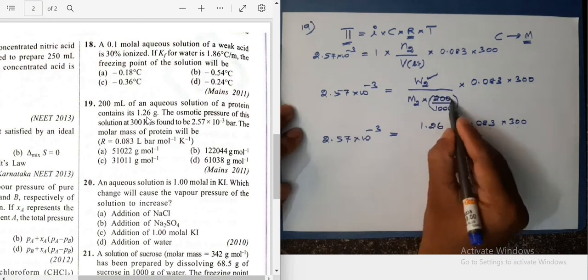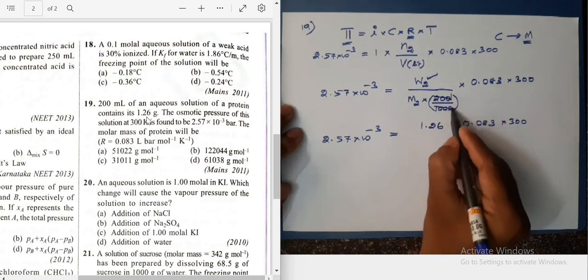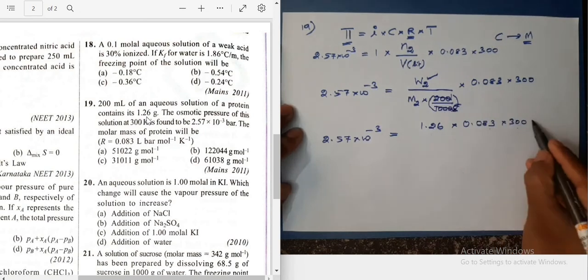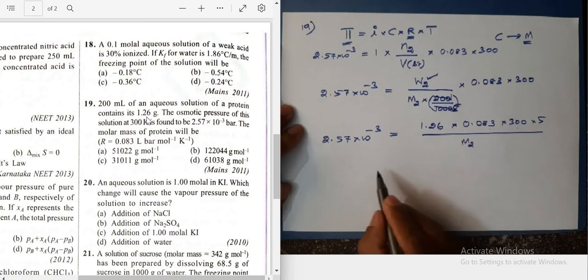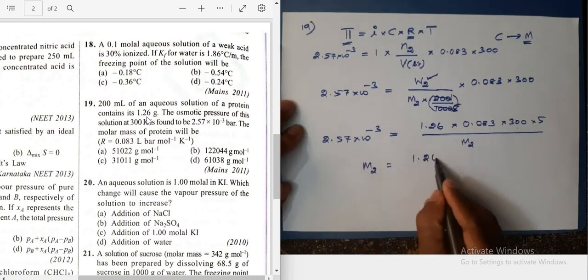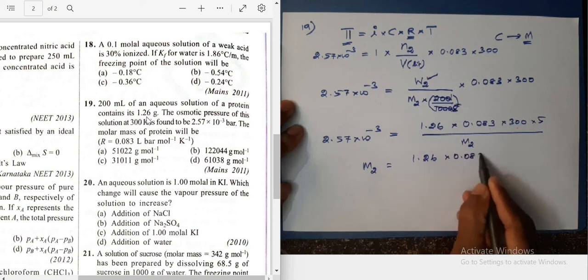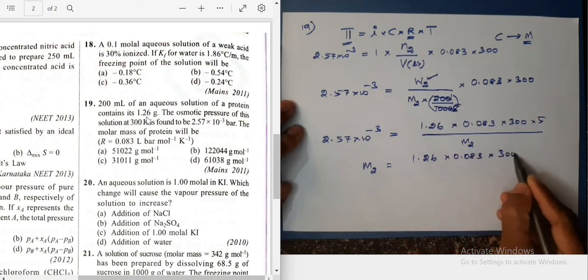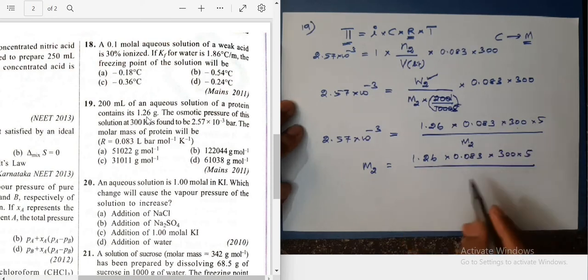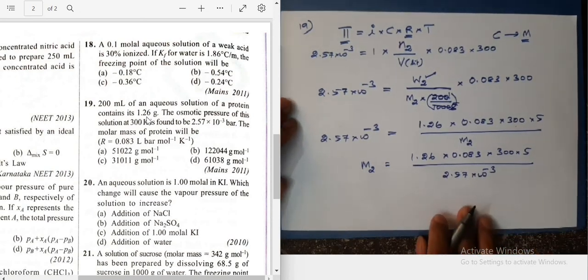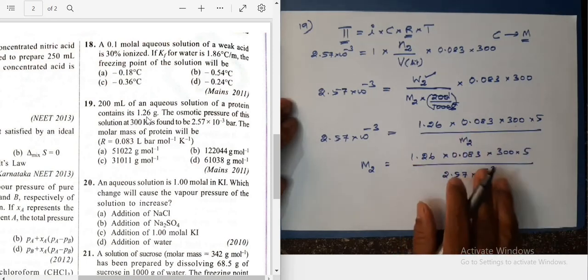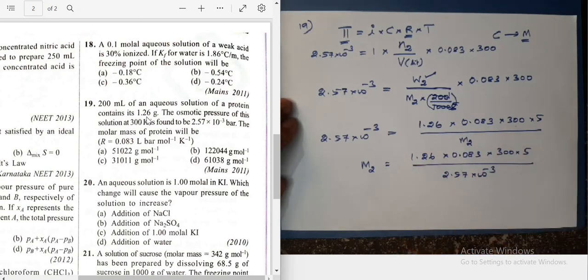If I divide 200 by 1000, it is 1 by 5, and bring this 5 to the numerator, 5 divided by molar mass. Or I can write M2, the molar mass of the protein, equal to 1.26 times 0.083 times 300 into 5 over 2.57 into 10 power minus 3. If you simplify this, you will get the final answer.